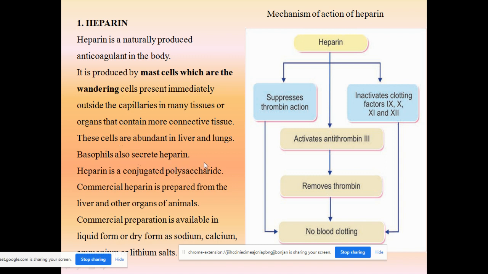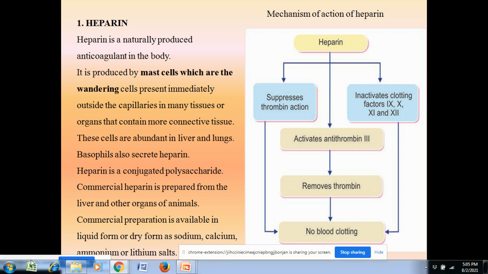So what is the nature of heparin? Heparin is a conjugated polysaccharide. Heparin occurs naturally, and commercially it is also prepared from the liver and organs of other animals. It is available in the liquid form or dry form as sodium, calcium, ammonium or lithium salt.